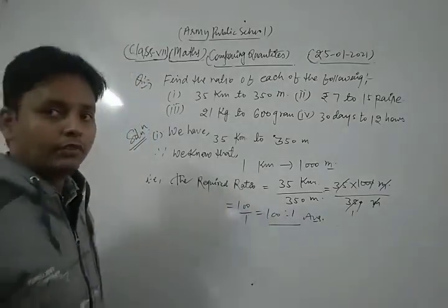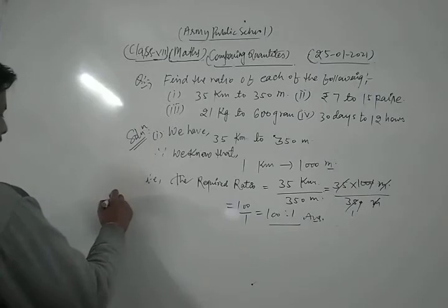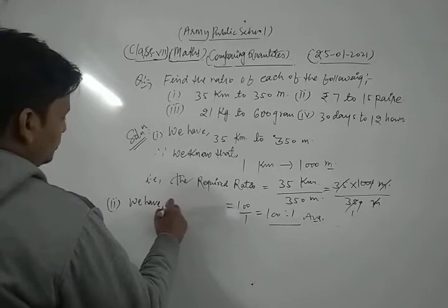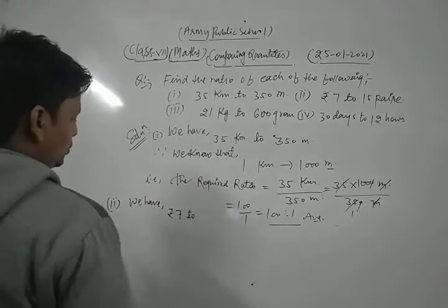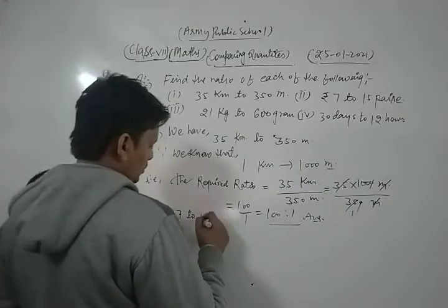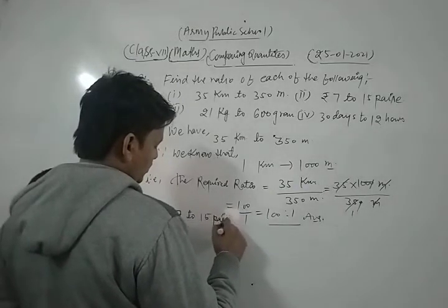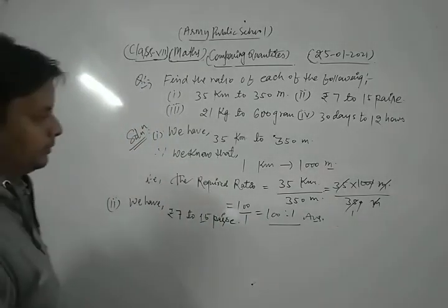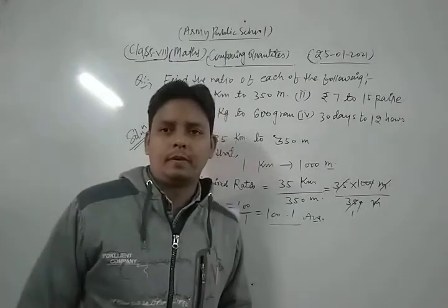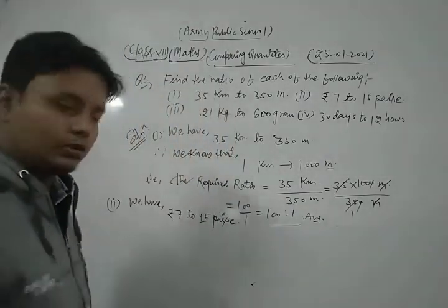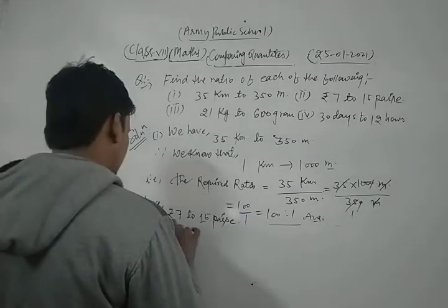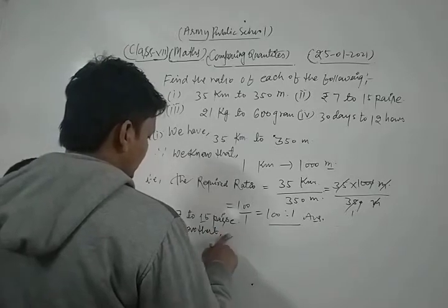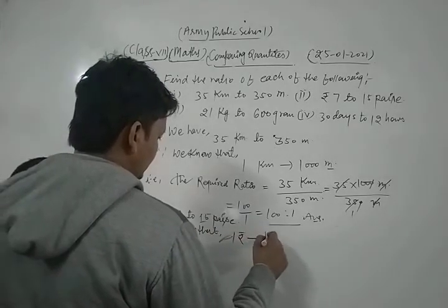Now similarly we take and solve the second part of this question. Let's see. We have rupees 7, and we find the ratio between rupees 7 and 15 paise. So dear student, first of all we convert them into the same unit. Since we know that in 1 rupee there are 100 paise.